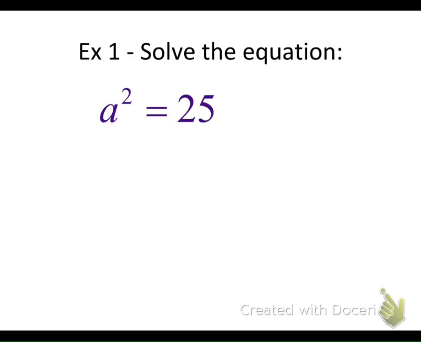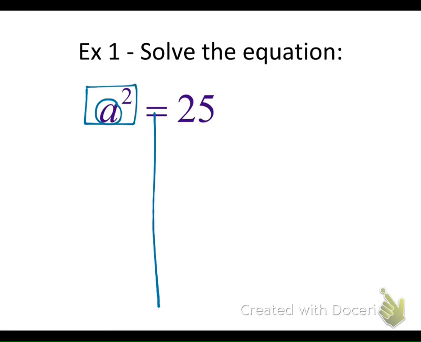Okay, so example number 1, we're solving the equation. Now we know this equation is a square because it has that little exponent 2. So the first thing I'm going to do, I'm going to circle my variable. I'm going to draw my line of equality. The next thing I'm going to do is put a box around what's being squared. Well, this one's kind of easy. What's being squared here? Just the a, right? So I'm going to put a box around the a squared.